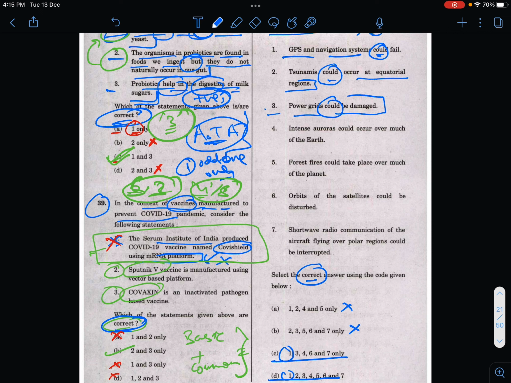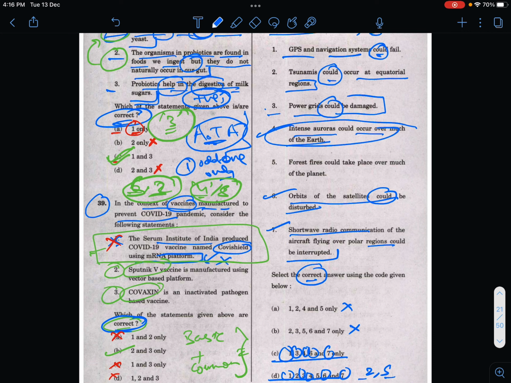So 1, 3, 4, 6 and 7 are common. And D has 2 additional options, 2 and 5. So ideally 7 is correct. Shortwave radio communication could be interrupted, makes sense. And 6 is correct. Orbits could be disturbed. Plus intense auroras could occur. Again, this is a known fact. Usually it is well known. So the entire question hangs on statement number 2 and statement number 5.